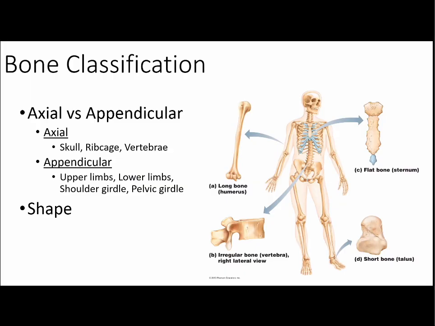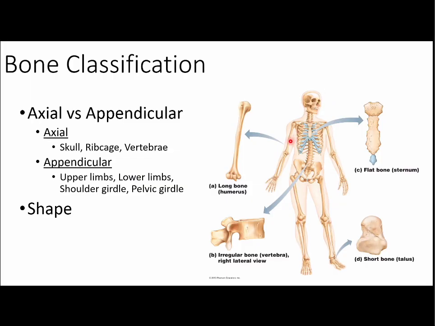But we have two ways that you can classify the bones. We have regions, so your axial versus your appendicular skeleton, and the shape of the bones. So looking at the regions, you have the axial skeleton, and that's going to be made up of your skull, your rib cage, and your vertebrae. So kind of the main axis of the body, the trunk of the body, is where we're going to have our axial skeleton.